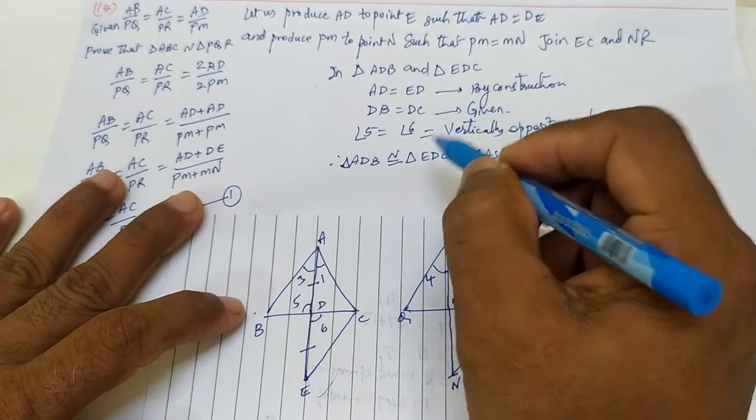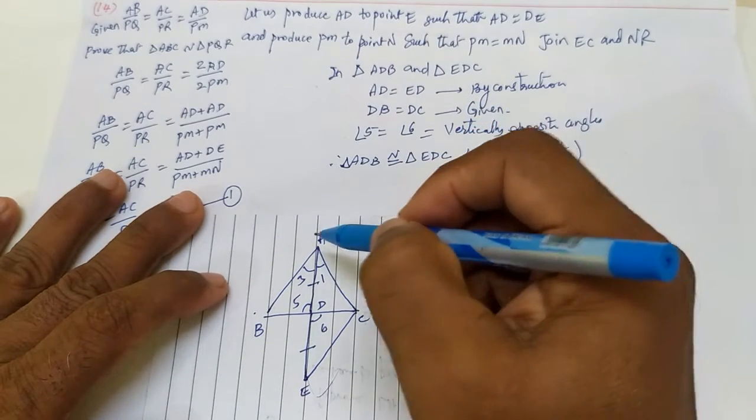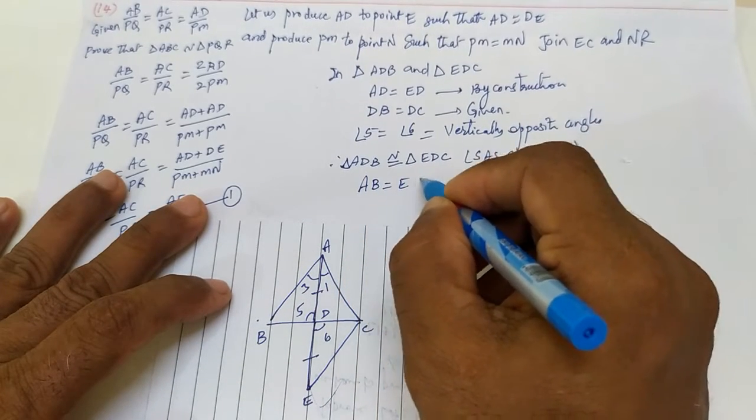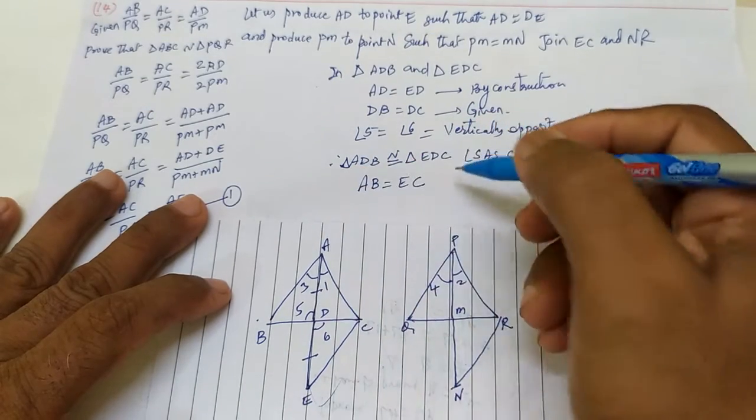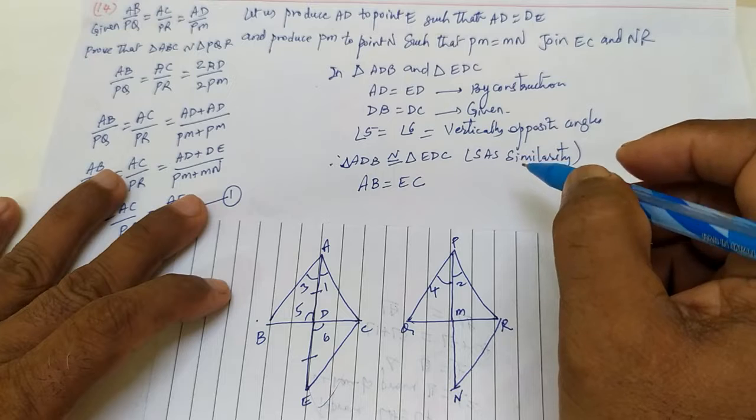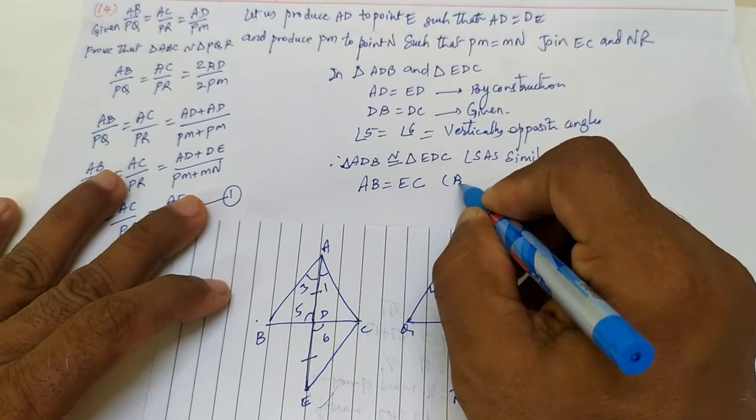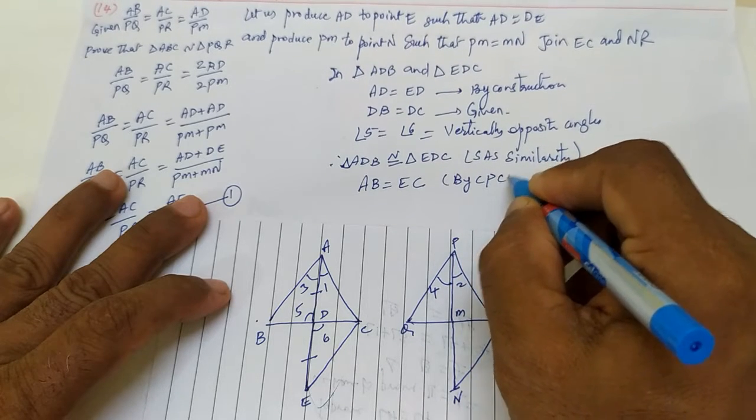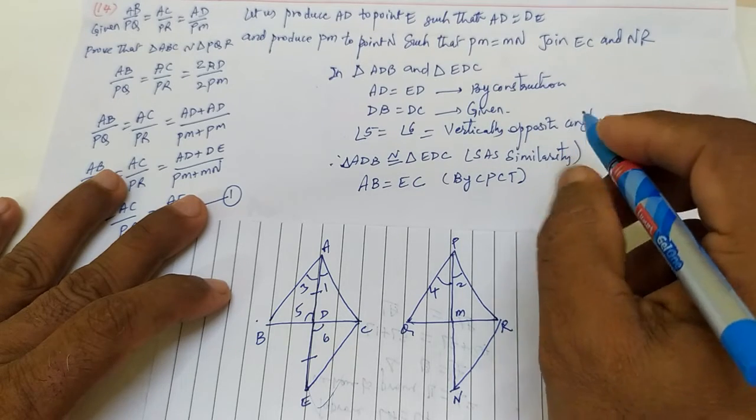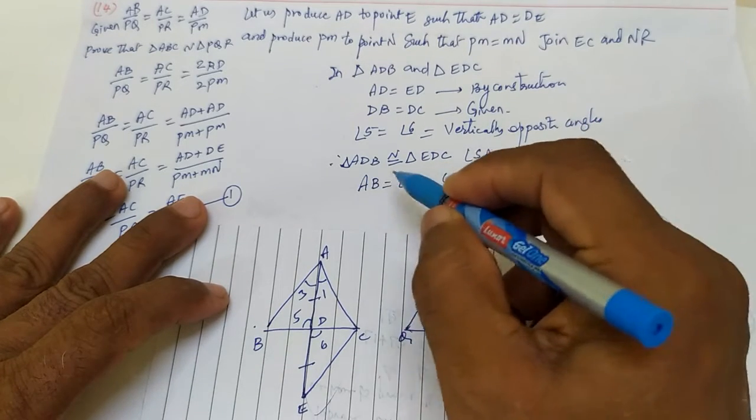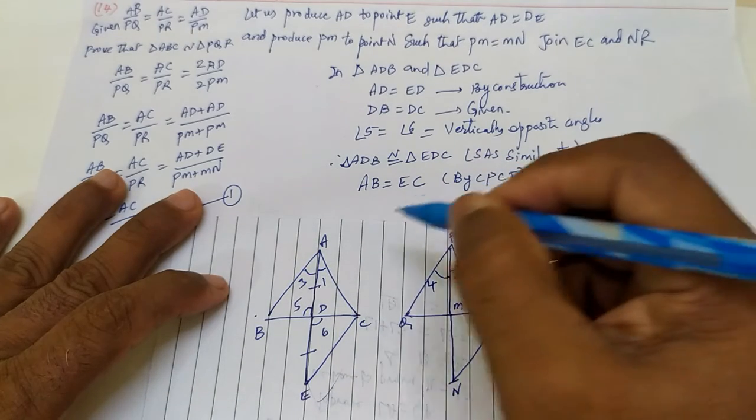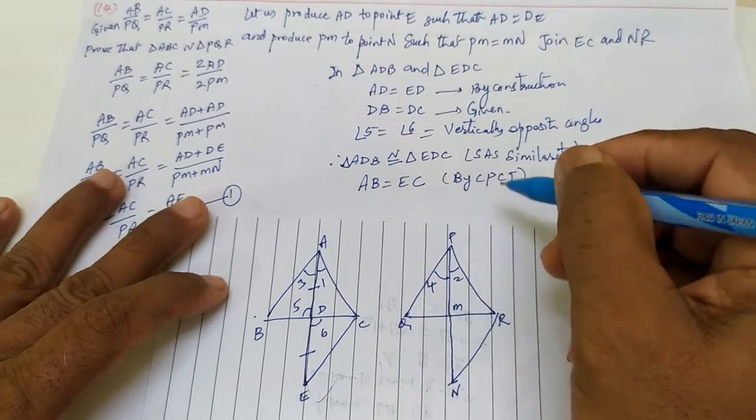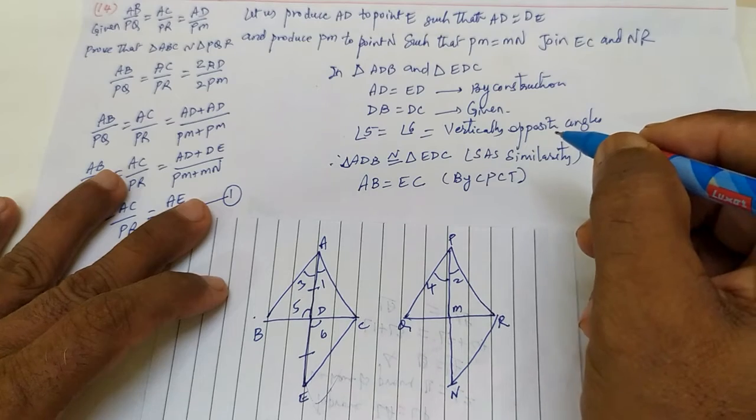And as these are congruent, AB is equal to EC. We can prove this side also, AB is equal to EC. How can we say this? By CPCT, corresponding parts of congruent triangles. As we have proved these two triangles congruent, therefore AB is equal to EC.